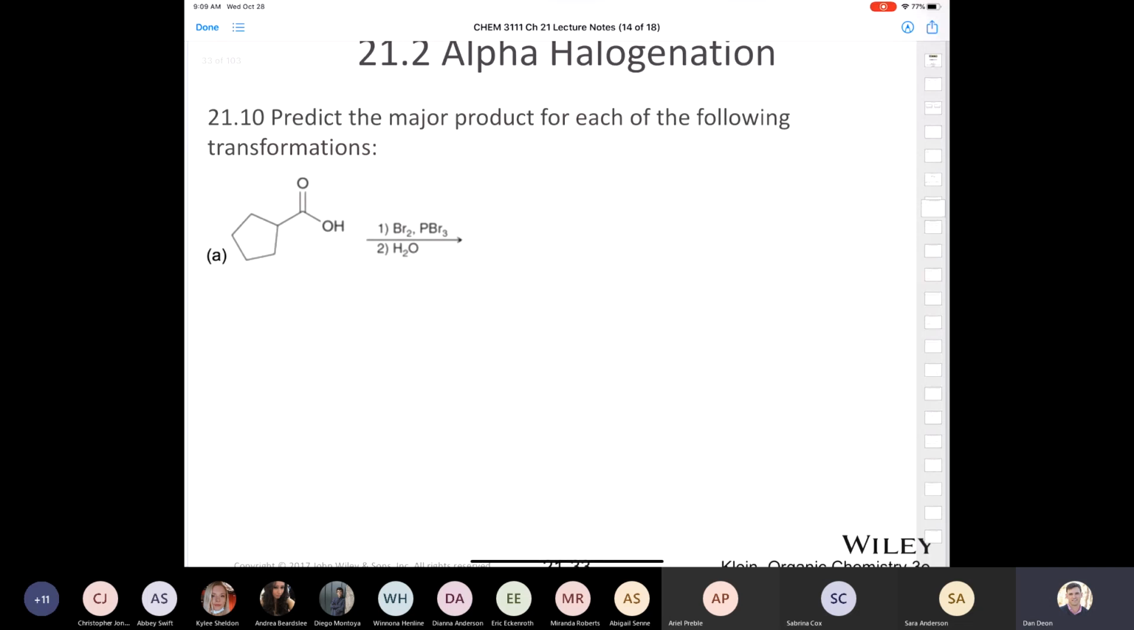Told you I had a lot of problems, a lot of questions here. 21.10 is asking us to predict the major product of the following transformation. If we look at these conditions, bromine and phosphorus tribromide followed by water.